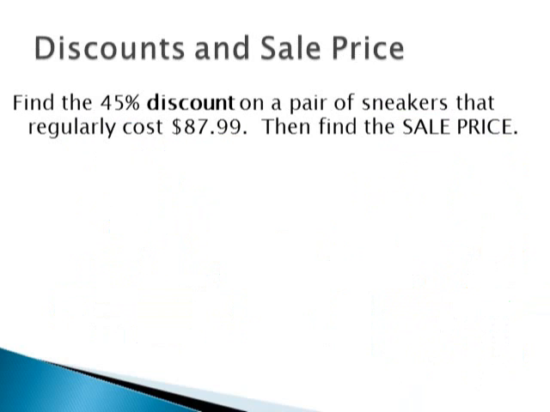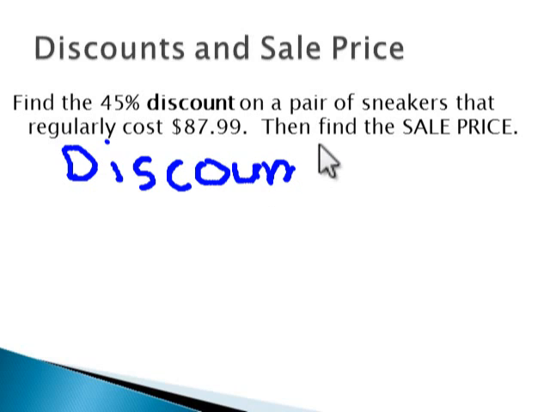Okay, next idea. Same basic principle. Find the 45% discount on a pair of sneakers that regularly cost $87.99. Then find the sale price. So again, we're going to do two things. We're going to find the discount. So discount is the amount that they're going to take off the price. So if they're going to take off the price, then to get the sale price, we're going to end up subtracting.